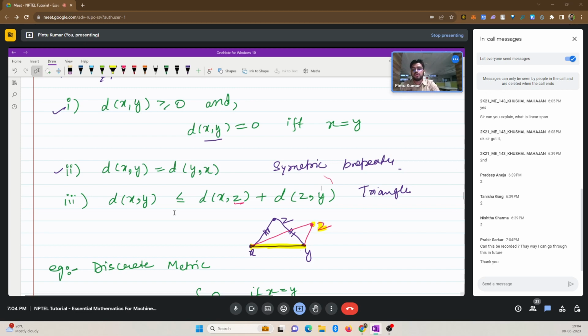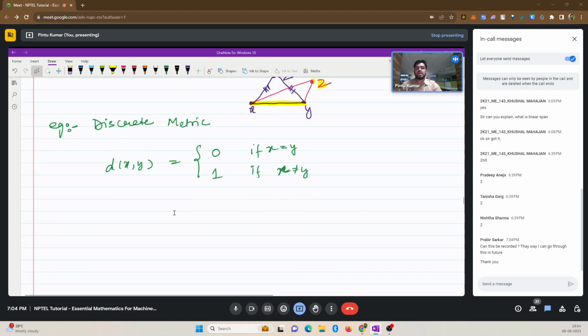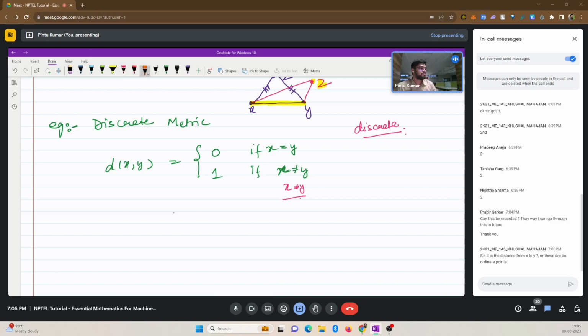Okay. So here is an example of another metric that is called the discrete metric. So what is the discrete metric? The distance between x and y is 0 if x is equal to y, and it is 1 if x is not equal to y. This is one example, so let's try and verify it.